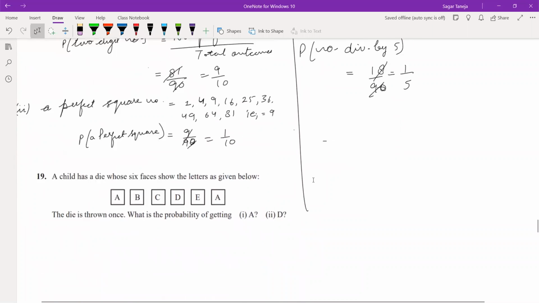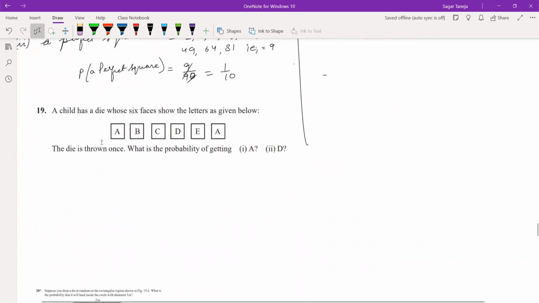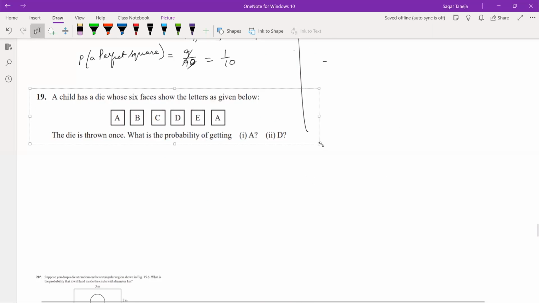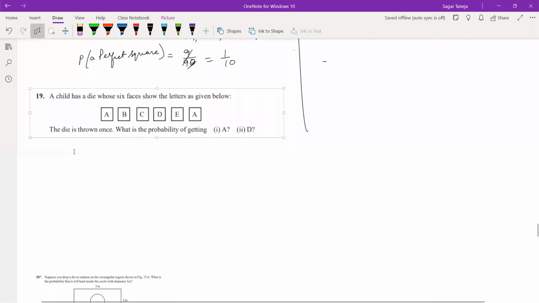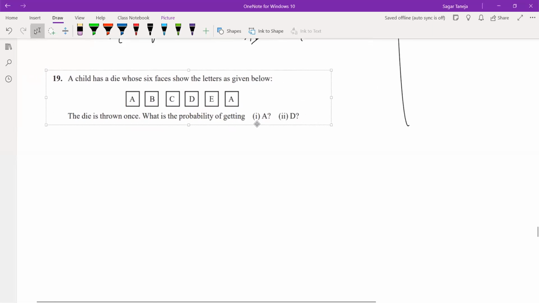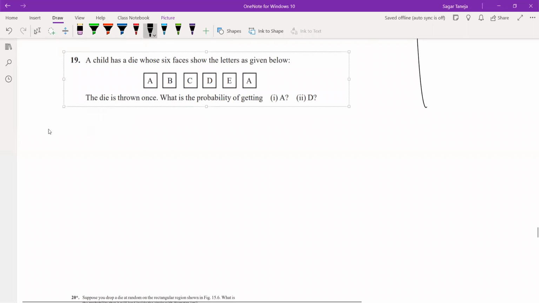Now, question number 19. In this, a die is thrown once. A child has a die whose 6 faces are shown below. This die does not have the numbers 1, 2, 3, 4, 5, 6. It has these letters: A, B, C, D, E, and A.